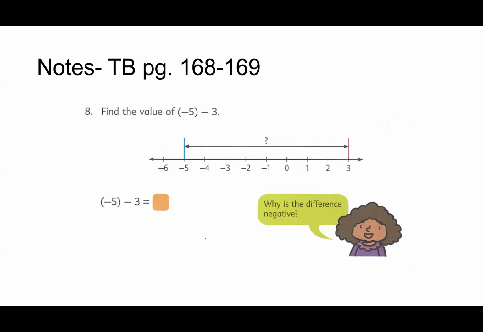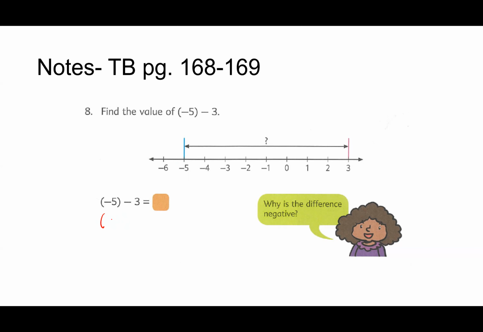Now we're just going to find the value. These are a little bit easier to do. We want to find the value of -5 minus 3. And the question that we need to answer is, why is the difference negative? So let's do this. First of all, let's look at the number line. We're finding the difference between -5 and 3. Is that a big space? Yeah, the difference is going to be greater than, well, let me stop there for just a second.